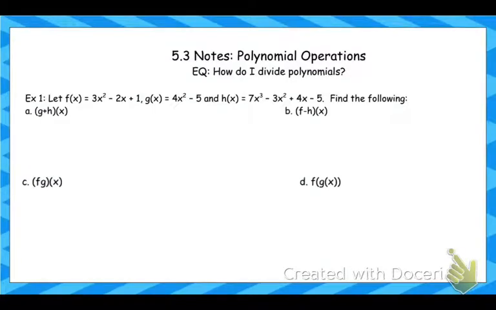Guys, so today we're going to look at operations with polynomials. So we're going to add, subtract, multiply, and divide polynomials. Add, subtract, and multiply is actually nothing new. This is really just review. But once we get into division, that's the part that's going to be a little bit newer.